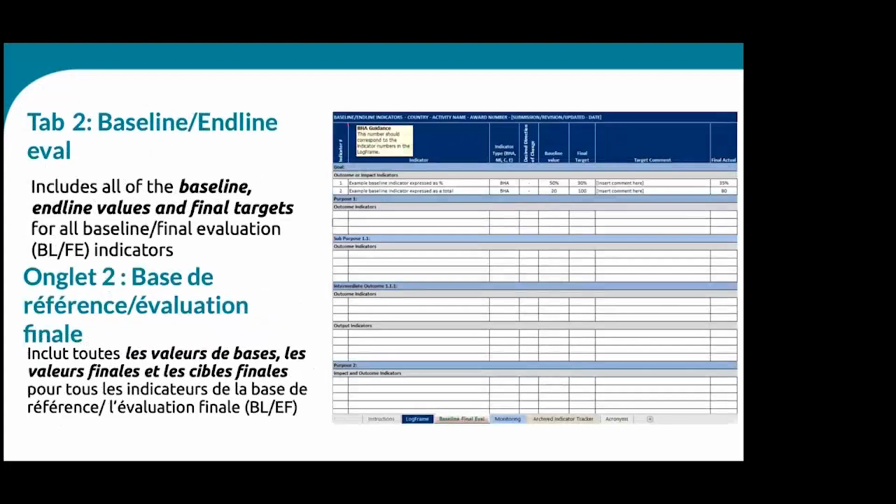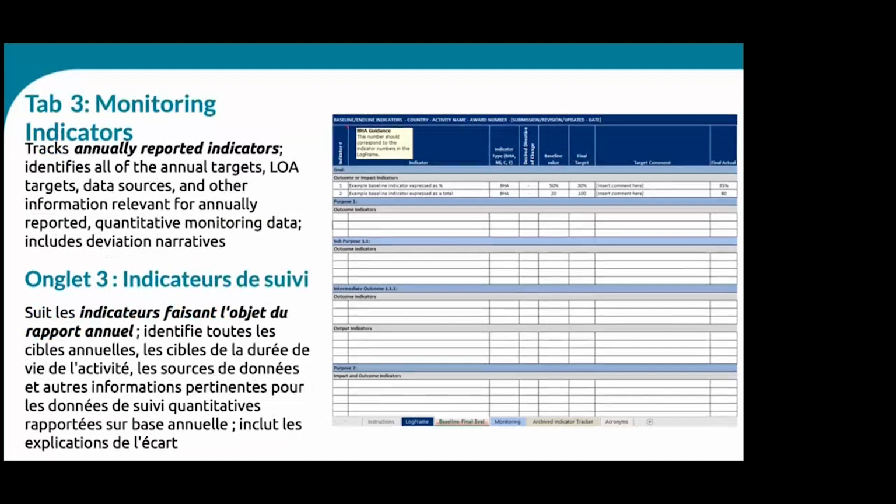The second tab is for your baseline and endline evaluation indicators. So these will include the actual values and the targets for all of these indicators. And the third tab is for your monitoring indicators. So these are all of the indicators that are annually reported and includes the targets and life of award actuals and targets for those as well.